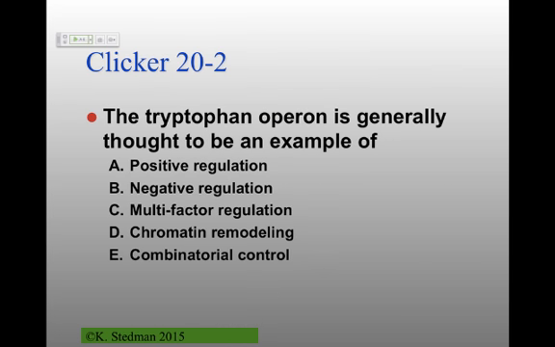So our next clicker question, we'll start it now because we're just about to die. The tryptophan operon is generally thought to be an example of positive regulation, negative regulation, multi-factor regulation, chromatin remodeling, combinatorial control.